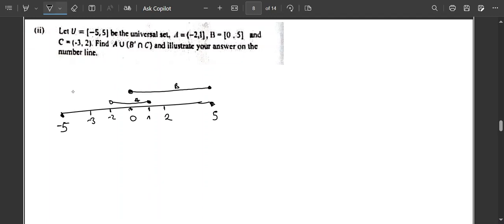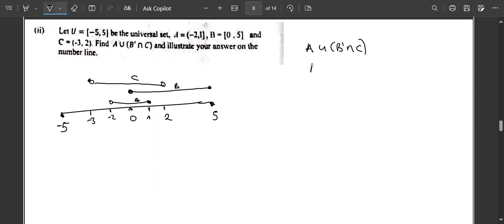Then for C, I have -3 to 2. So -3 there is not closed. Then also here is not closed. See. So how do I now solve this one? Where do they intersect? Anyway, the question says find, all right? So we are finding A union, open bracket, B complement, intersection C.